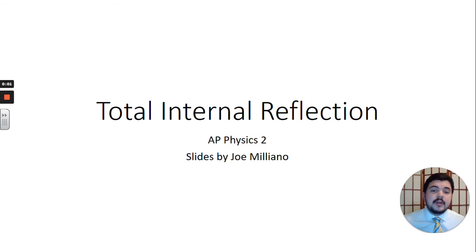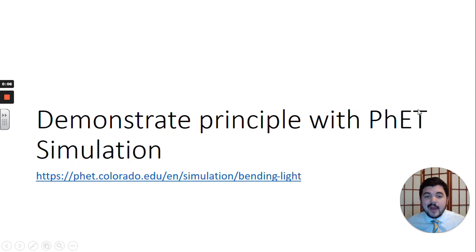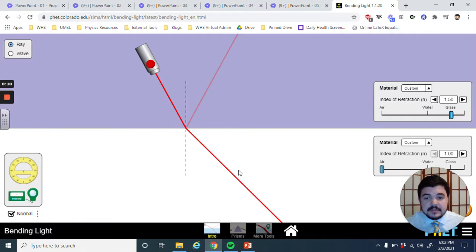In this video, we are going to talk about the concept of total internal reflection. And we're going to demonstrate this principle with the PhET bending light simulation. So here we have a laser. It is inside of glass already. So we have an index of refraction of 1.5.